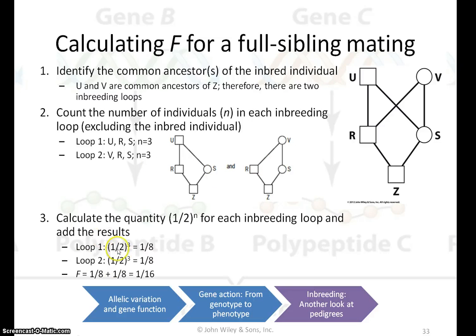So loop 1, we've got 1/2 to the third power, which is 1/8. Same for loop 2, add them together. Your inbreeding coefficient for full sibling mating is 1/16, which means that Z has a 1 in 16 chance of getting the exact same gene copies from U or V due to this concept of identical by descent.